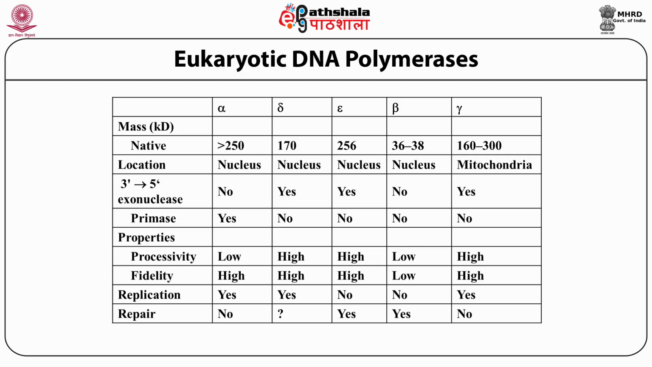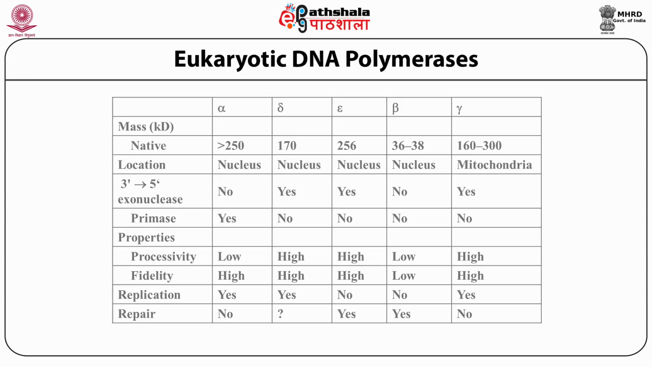The primase activity, or the RNA polymerase activity, is present only in DNA polymerase alpha, and you can see the processivity and fidelity are very high for delta, epsilon and gamma. Now DNA polymerase alpha and delta are involved in replication and gamma is involved in the replication of mitochondrial DNA. Beta is involved in DNA repair.